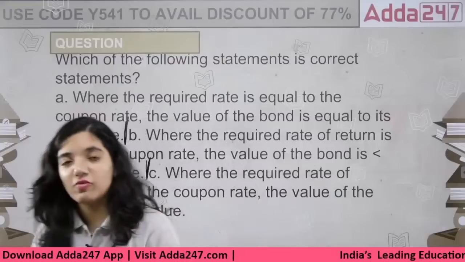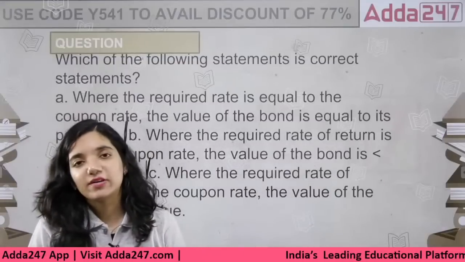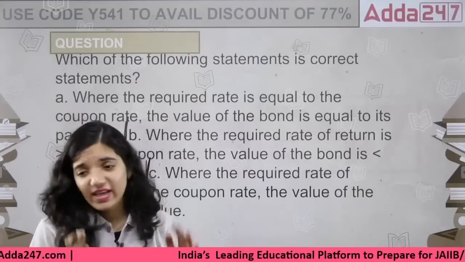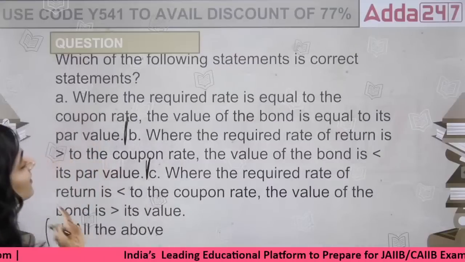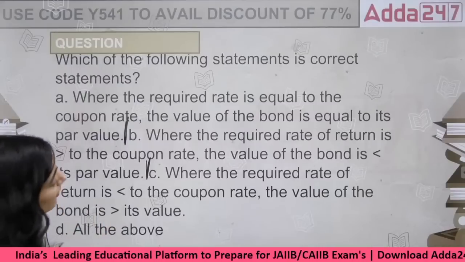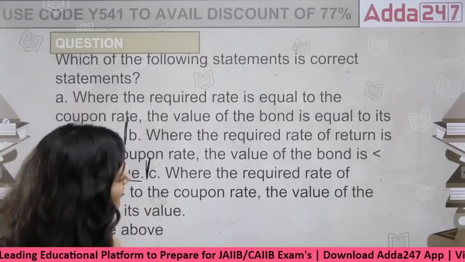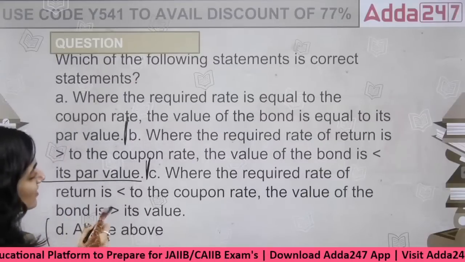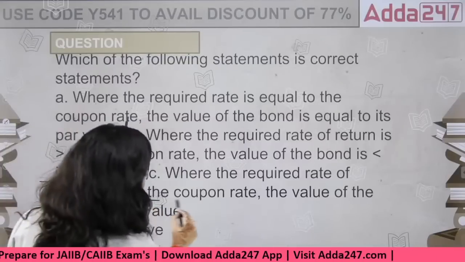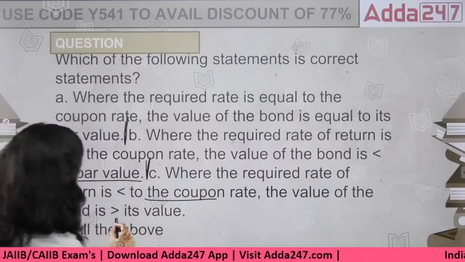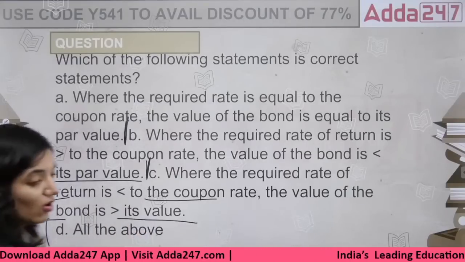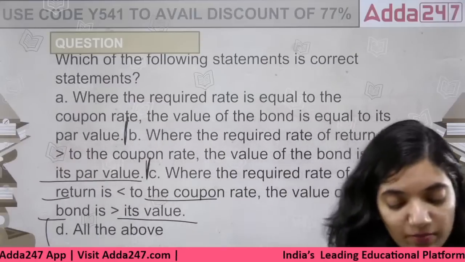This is bond valuation. Whatever I wanted, and whatever the person we purchased the bond from is giving, it's good for us. Then we have where the required rate of return is greater than the coupon rate, the value of the bond is at par value. Then the last is where the required rate of return is less than the coupon rate, the value of the bond is greater than its par value, or all of the above. Which particular point is correct here?